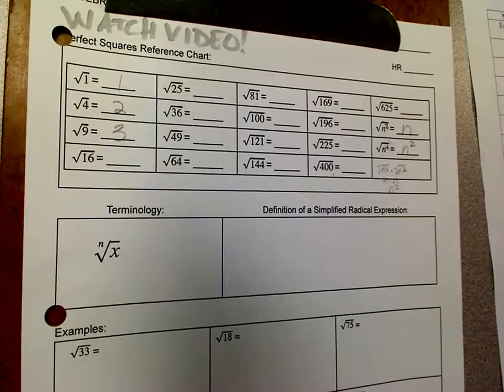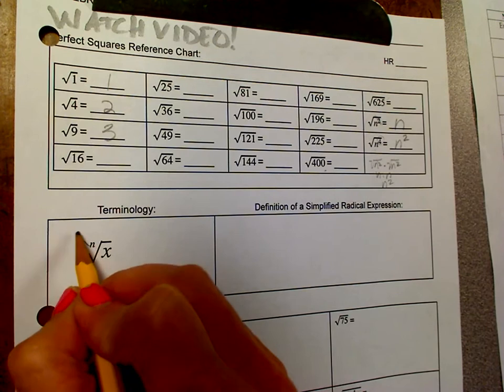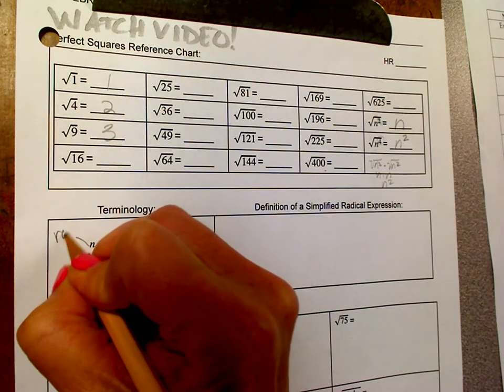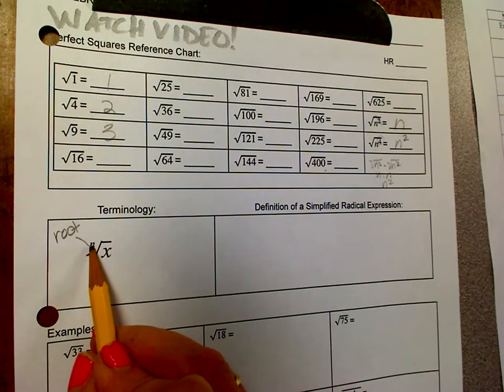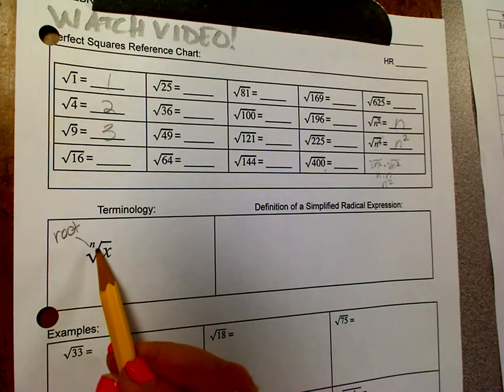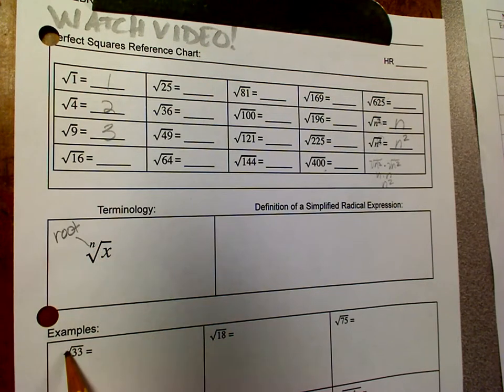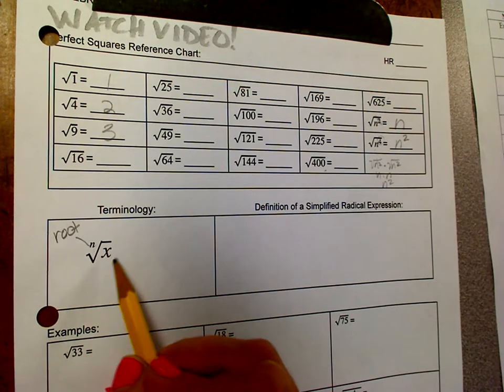All right, so real quick again, terminology. Remember that this number here is called a root. Now in this case, we're dealing with all square roots. So when we're simplifying the radicals, we're dealing with square roots. But you might see a 3, a 4, things like that. So right now we're only going to deal with square roots. So you shouldn't see a number 2 here.